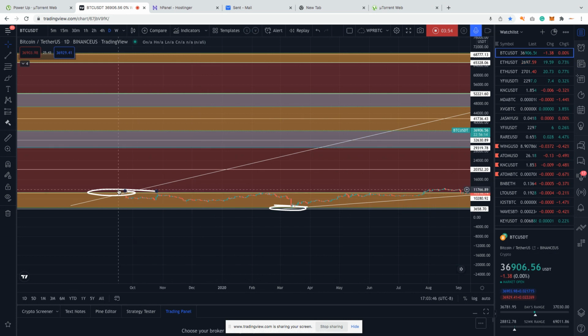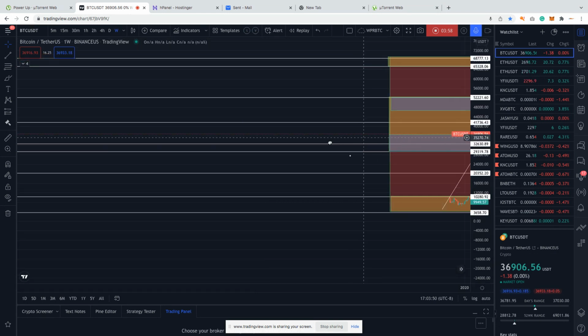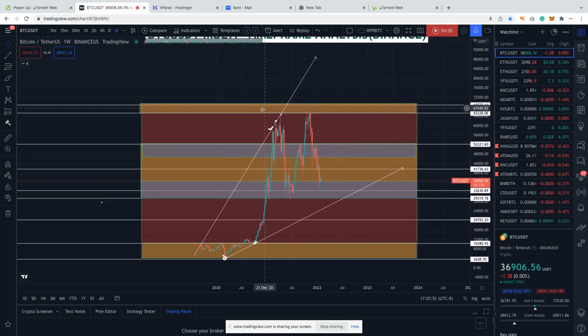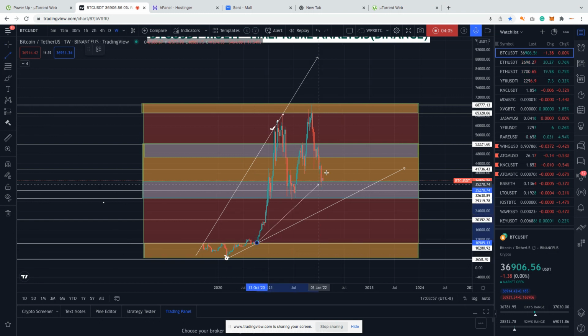So now let's go back to that weekly chart because I'm not done with the drawing. There are other things I would like to show you, and one of those things is the intraday bias line that seems to have been broken, right?